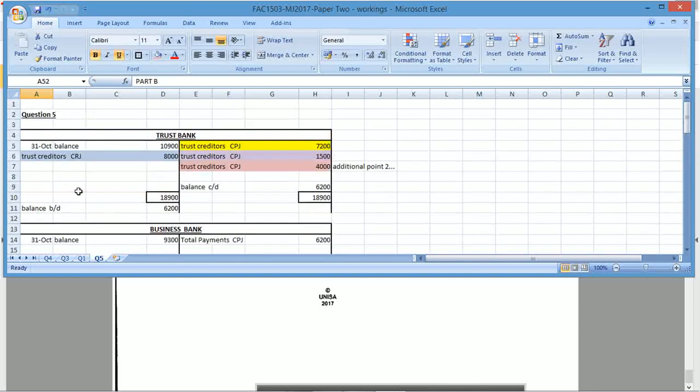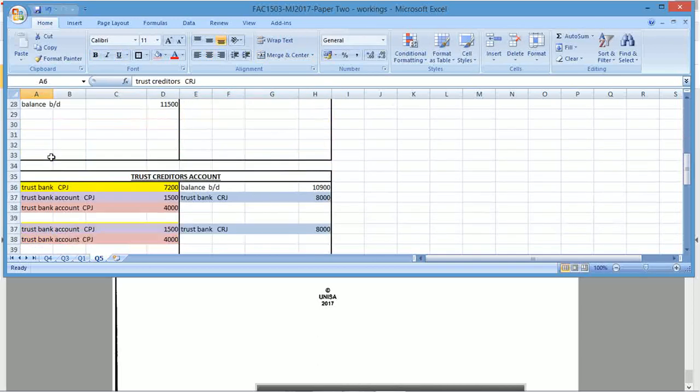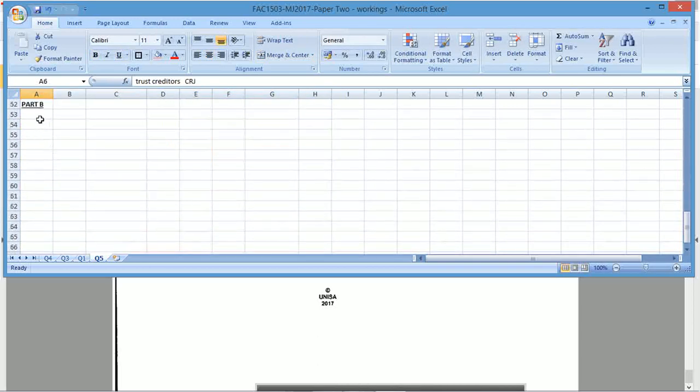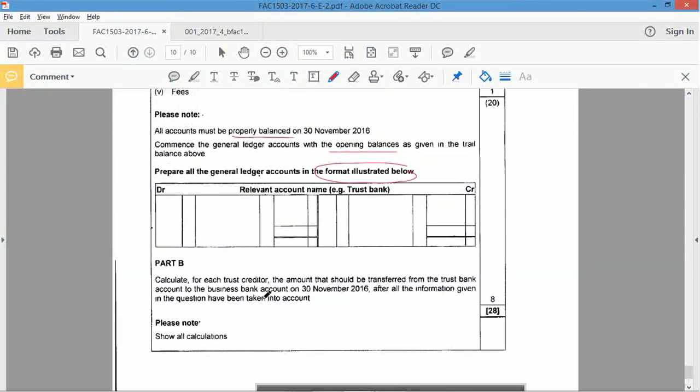Did I label this part A? No. Okay, part A complete. Part B we need to look at. What does the question say?